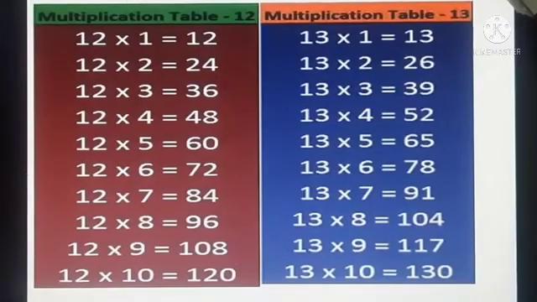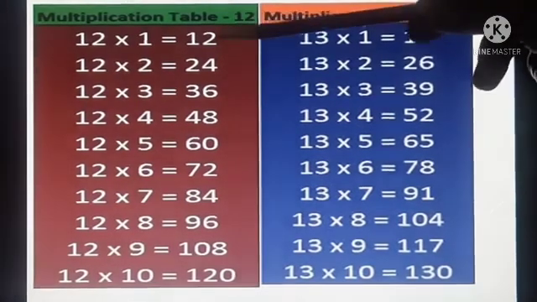Are you revising the tables? Yes? Okay. These were also given to you revised tables from 12 to 15. Okay. So let's revise one time again. If you have revised, then revise again with me.